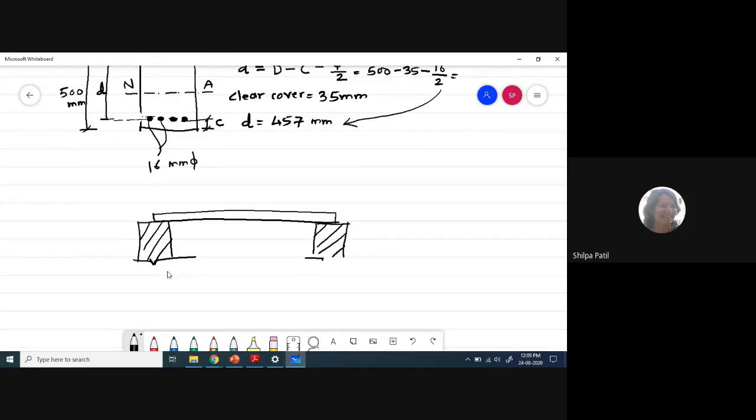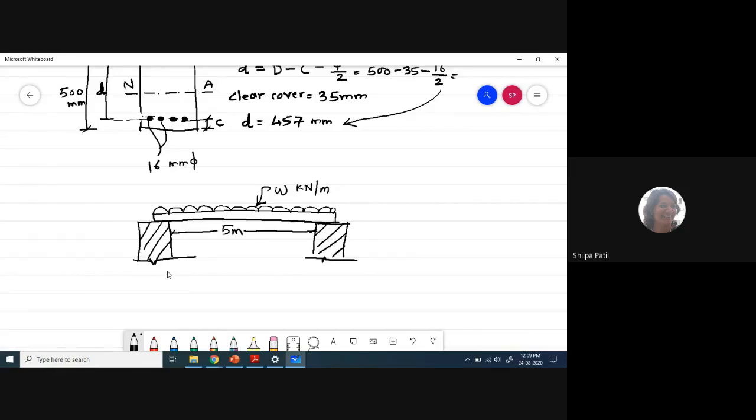And let us assume that the beam is subjected to UDL, which I'm representing here as W kilonewton per meter. The span of the beam is given. What is that? 5 meter. Okay. Now this span is given as a clear span. Clear span is nothing but the clear spacing between the two columns. So this is the distance.